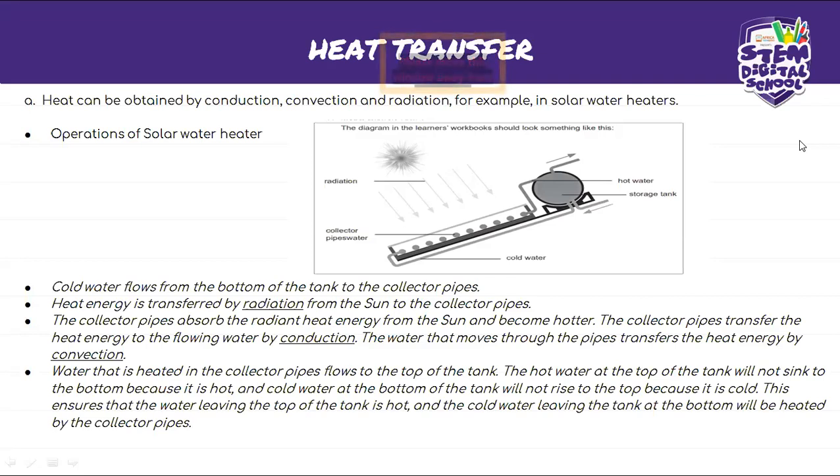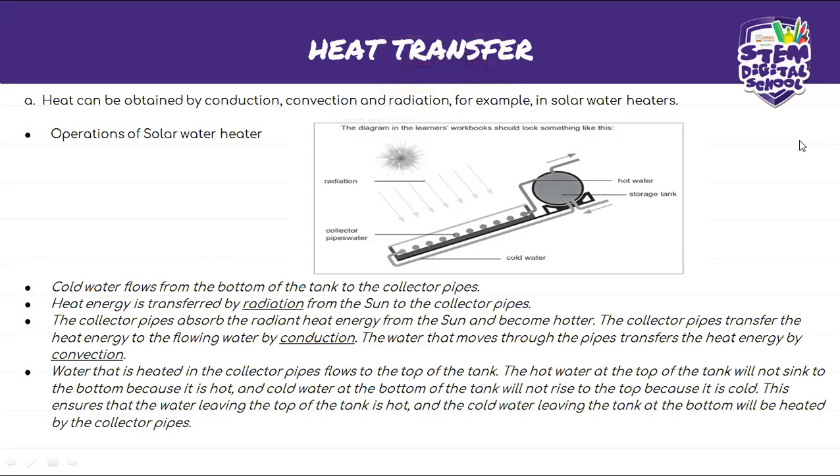Okay. So heat energy is transferred by radiation from the sun to the collector pipe. So take note, if you are asked to mention one of the heat transfers and explain how it is used to heat water in what? A solar water heater, you can do that. So I repeat, heat energy is transferred by the radiation from the sun to the collector pipes. Now let's look at the third point.